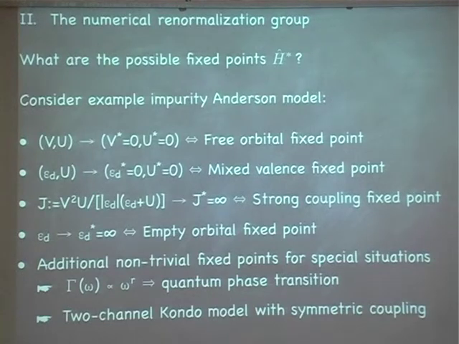Actually, this is not quite true. There might be actually non-trivial fixed points for special situations. Now, one special situation is if your band electron density of states or the hybridization function actually is not a constant, but has a power law decay at the Fermi energy. In that case, you encounter quantum phase transitions. And that leads to a non-trivial fixed point that is not on that list here. It's an intermediate fixed point, and this one tells you there's a quantum phase transition.